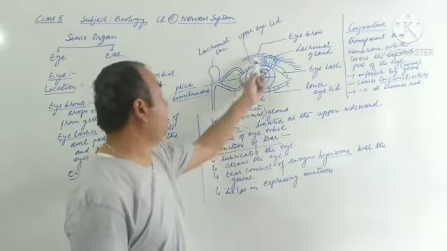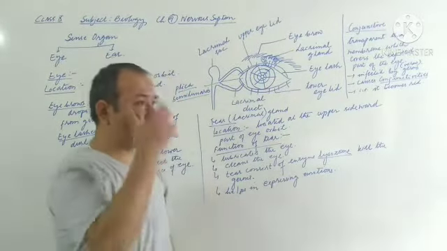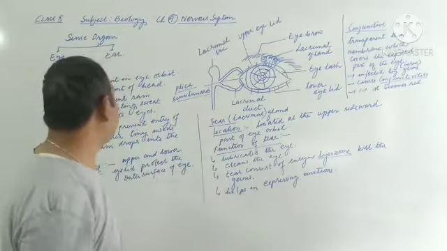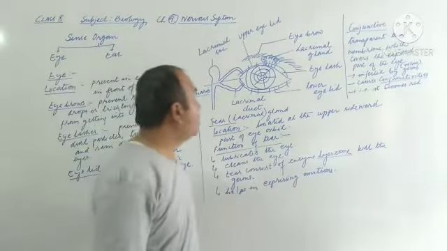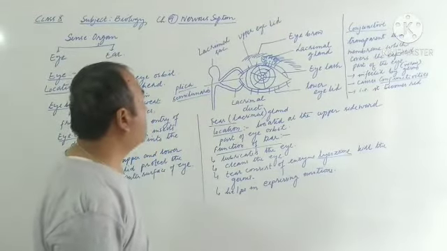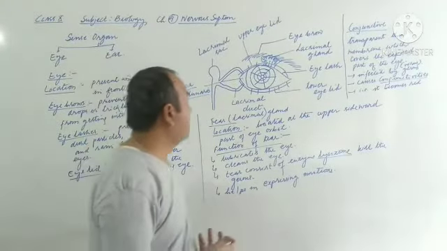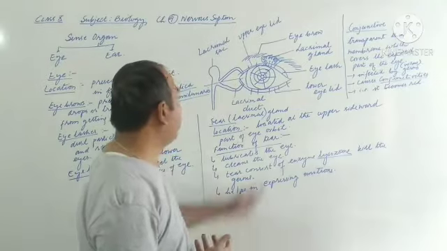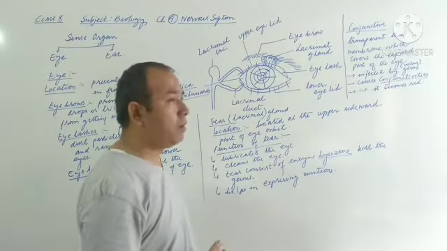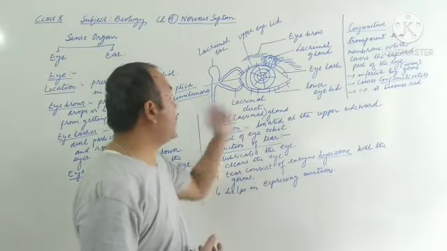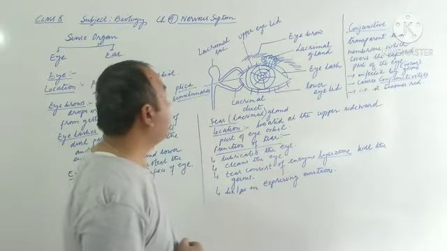Eyebrow, as you can see in the figure, the hairs that are present on the upper part, this prevents the raindrop or trickling sweat from getting into the eyes. So this is the main function of the eyebrow.